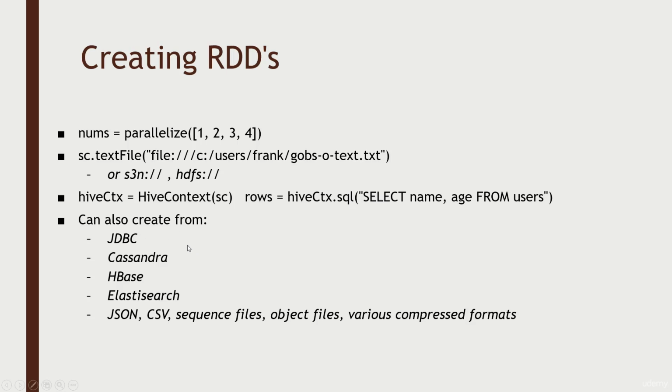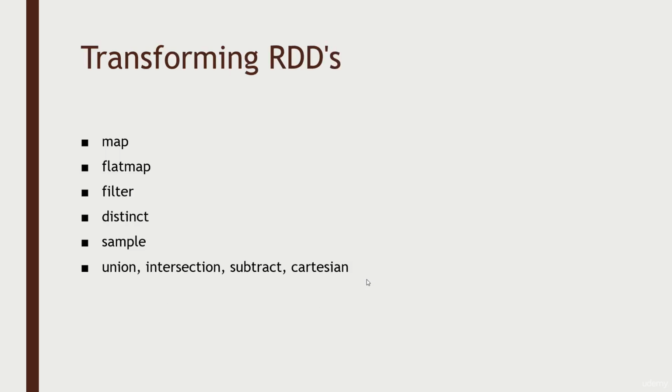And you can also create RDDs from any database that's connected through JDBC, from Cassandra databases, from HBase databases, from Elasticsearch, from actual structured data files like JSON or CSV or sequence files or object files, and all the different compressed formats that Hadoop supports. So basically, you can create an RDD from big data from pretty much any data source that you can dream up. Spark's very extensible in that way. Once you have an RDD, what do you do with it?